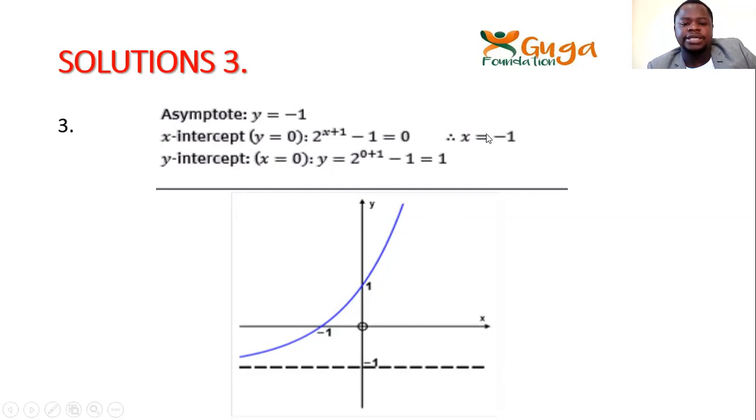Then the coordinate here is negative 1 and 0. You've got negative 1 and 0, you plot it first here. Then the coordinate here is 0 and 1. So it will be 0 and 1, then you plot it here. Then you join the graph. That should be simple.